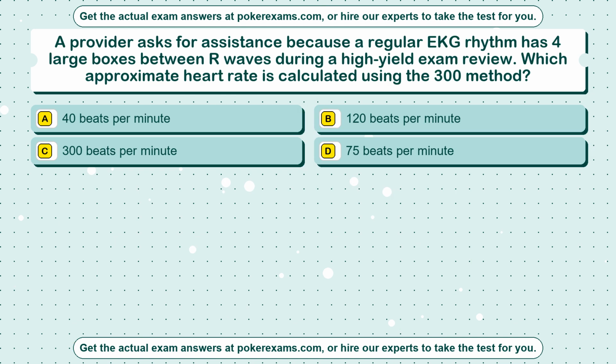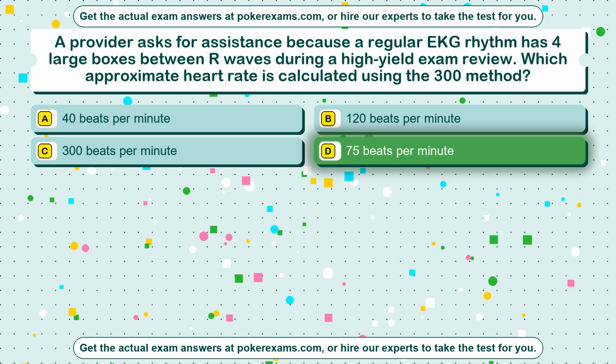Question 38. A provider asks for assistance because a regular EKG rhythm has 4 large boxes between R waves during a high-yield exam review. Which approximate heart rate is calculated using the 300 method? Option A, 40 beats per minute. Option B, 120 beats per minute. Option C, 300 beats per minute. Option D, 75 beats per minute.